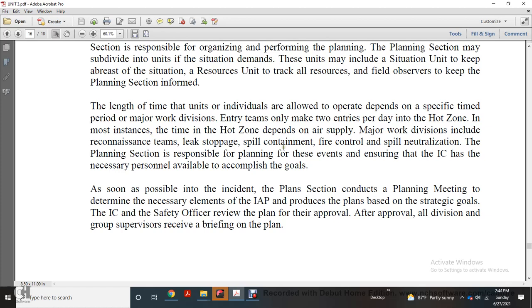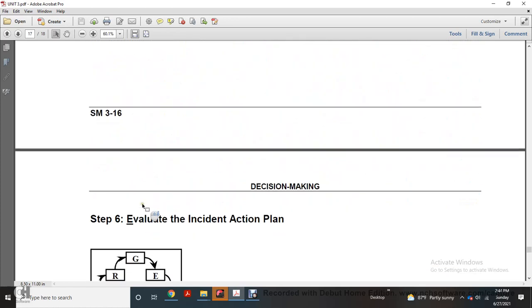The planning section is responsible for planning these events and ensuring that the incident command has the necessary personnel available to accomplish the goal. As soon as possible, the incident planning section conducts a planning meeting to determine the necessary elements of the incident action plan. It produces the plan based on the strategic goals of the incident command. The safety officer reviews and approves the plan, and after approval, the division and group supervisors are briefed on the plan.